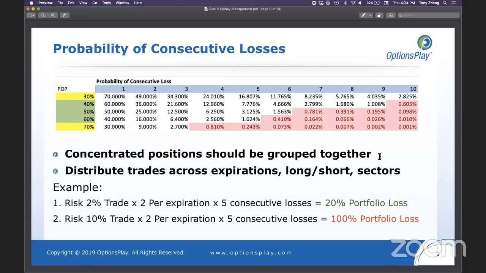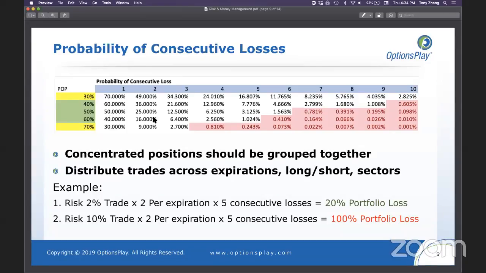So an example of this is that you want to distribute your trades across expirations, long, short, and potentially even sectors. Because if you have 5 long trades in the same sector, all expiring on the same day, that's really more like 1 trade as opposed to 5 trades, because all you need is one adverse move in that one sector, that 1 week, and now you have 5 consecutive losses at one time. And I wouldn't assign that a 3% risk. I'd assign that pretty much a 50% risk. So when we think about consecutive losses, we don't want to just think about individual positions. We want to think about grouping positions together and then treating them separately.